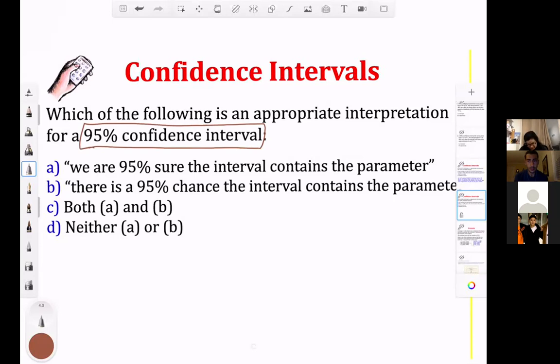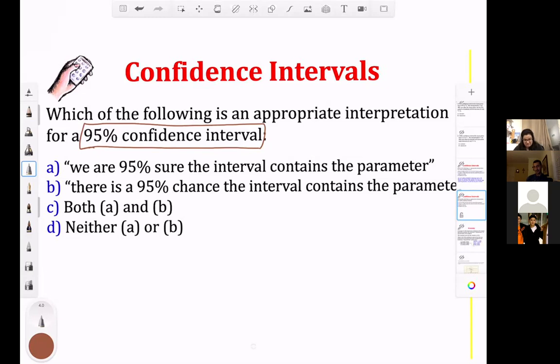Rocio. Let's see. Good. Very good confidence. Just gonna read it. I'm gonna say A, since it's a 95% confidence interval. Very nice. A is correct.